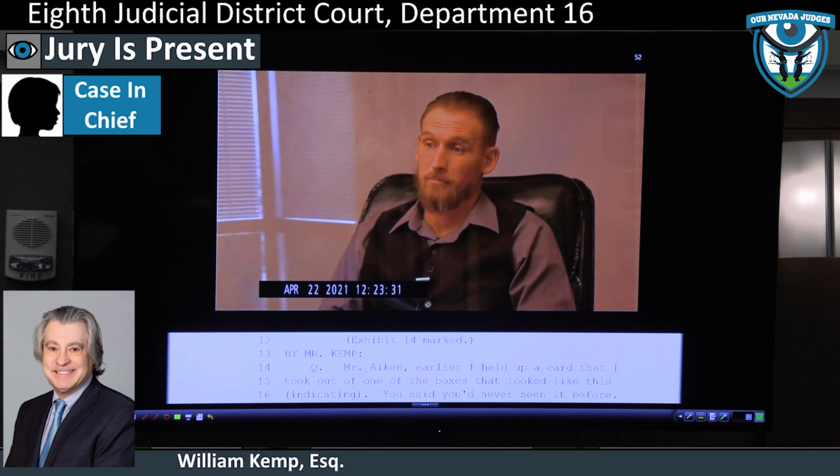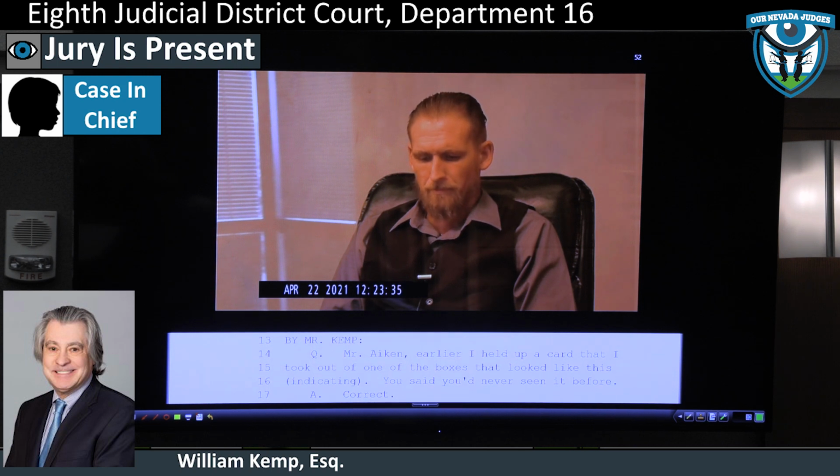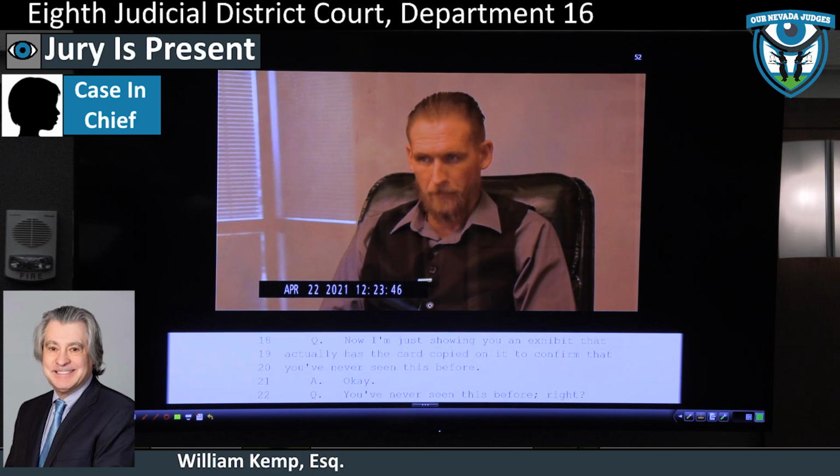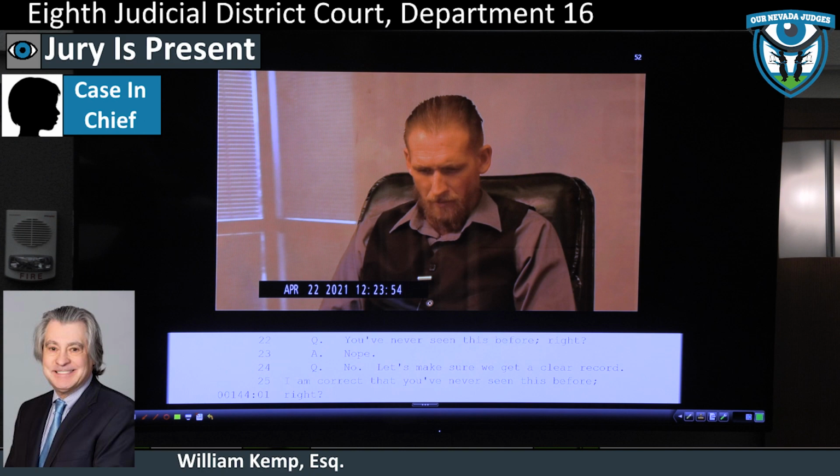Mr. Aiken, earlier I held up a card that I took out of one of the boxes. It looked like this. You said you've never seen it before. Correct. Now I'm just showing you an exhibit that actually has the card copied on it to confirm that you've never seen this before. You've never seen this before, right? No. Let's make sure we get a clear record. I am correct that you've never seen this before, right?